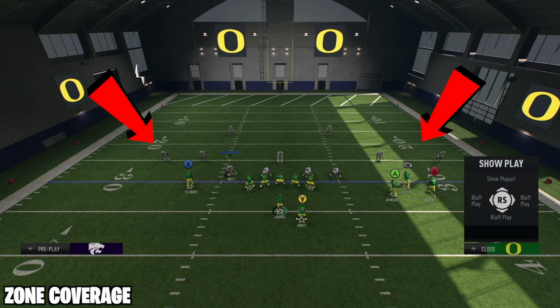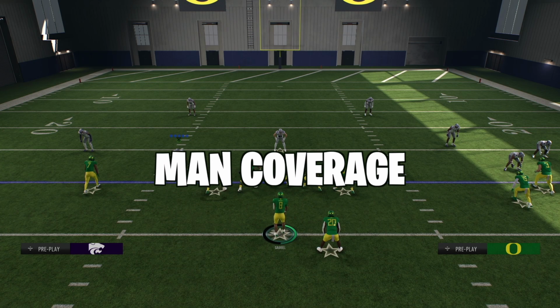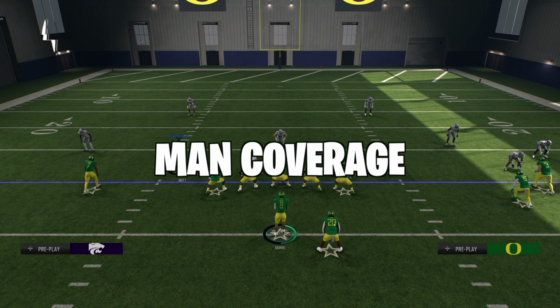It's very simple. When they are not lining up over the top of them, it is obvious that they are going up against zone coverage. So now we're going to go over how to tell if you're going up against man coverage. This is basically what I was saying in the zone coverage part of the video, but obviously the opposite.